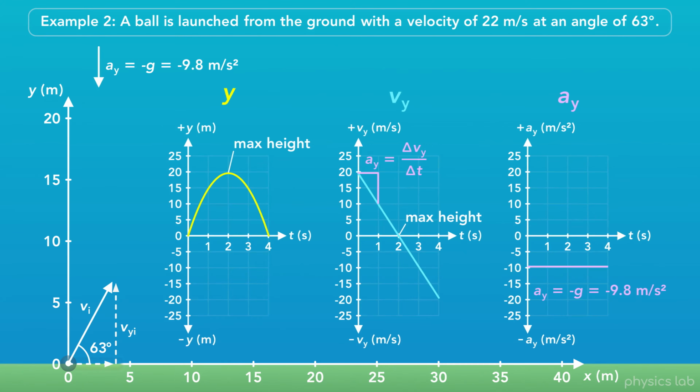Here's all the graphs for the y motion. The slope of the position graph is the velocity, so the position starts with a positive slope, the slope decreases to 0, then it increases in the negative direction.